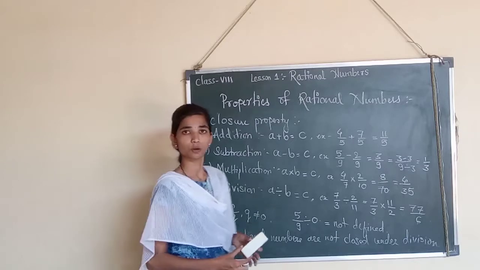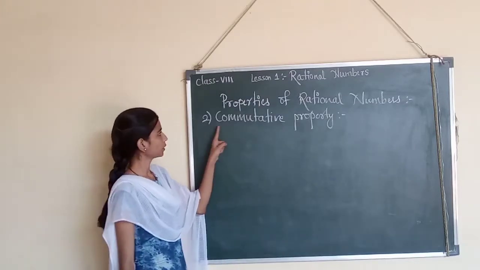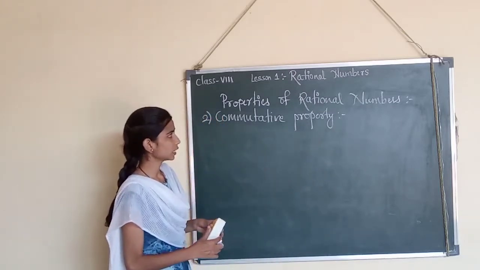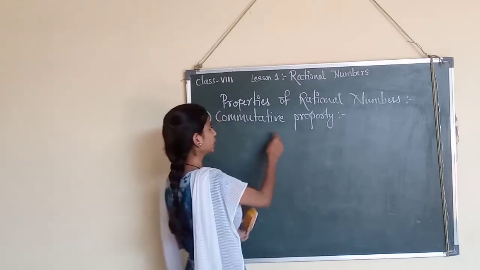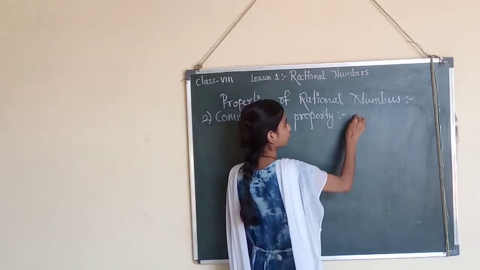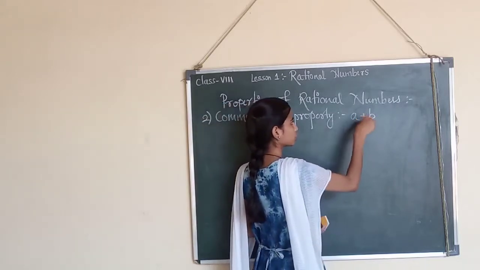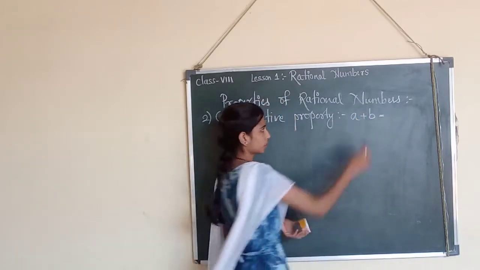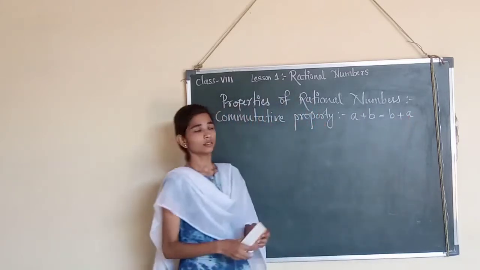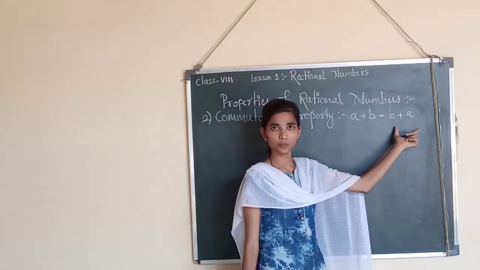Now we'll see the next property. That is what? Commutative. See the second property, the commutative property. What does it mean? It means that when we swap any two rational numbers with one operator, that is, if A and B are rational numbers and you take any operation, say plus, then swapping means B and A, and the result should not change, meaning LHS must equal RHS.